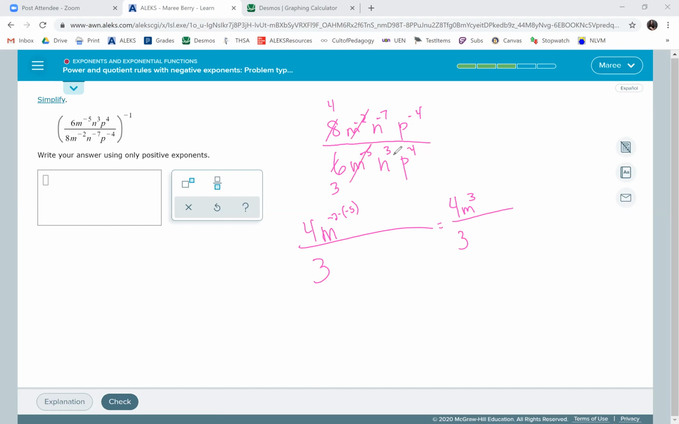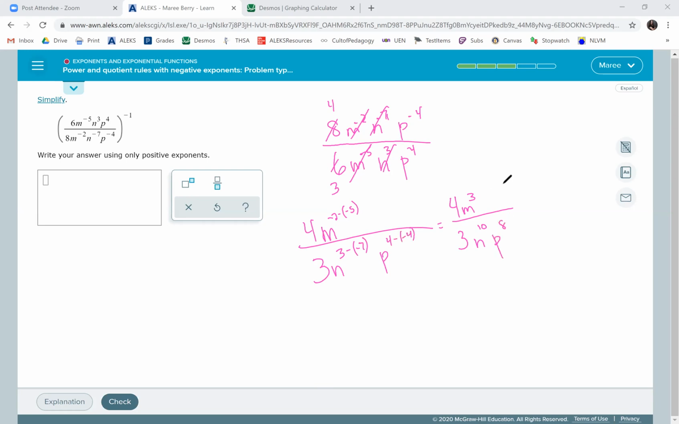Which is bigger, negative 7 or 3? The 3 is. So I'm going to put n to the 3rd minus a negative 7, which is n to the 3 plus 7, 10th. Okay, so that becomes a plus. Done with that. Then look at the negative 4 and 4. 4 is bigger, so I'm going to subtract from down here. 4 minus a negative 4 is an 8, so p to the 8th.